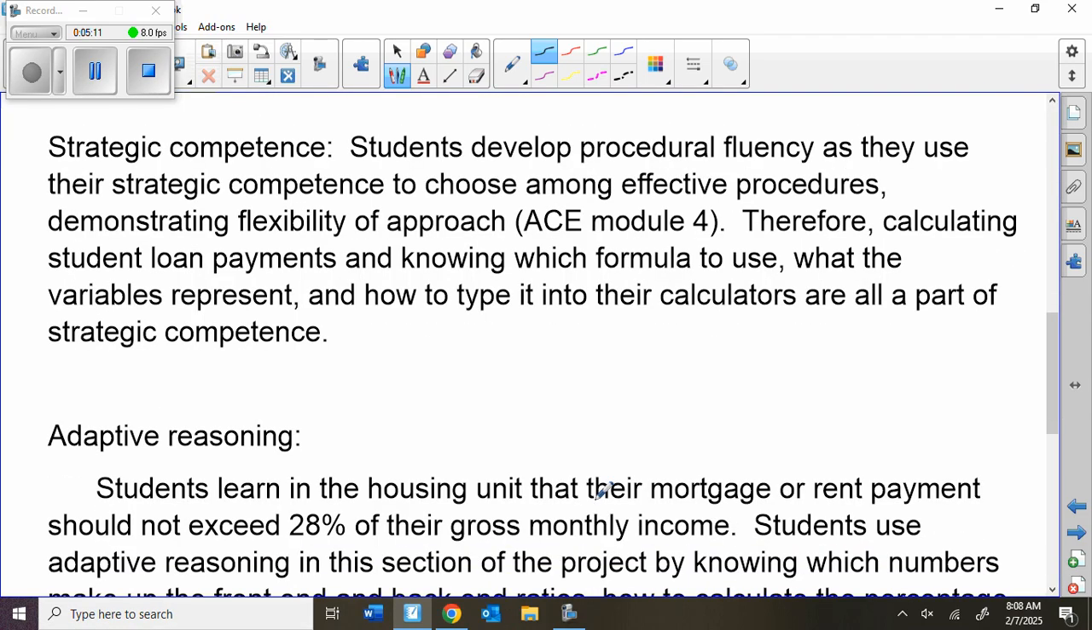Strategic competence. Students develop procedural fluency as they use their strategic competence to choose among effective procedures, demonstrating flexibility of approach as seen in our Module 4. Therefore, calculating student loan payments and knowing which formula to use, what the variables represent, and how to type it into their calculators are all part of strategic competence.